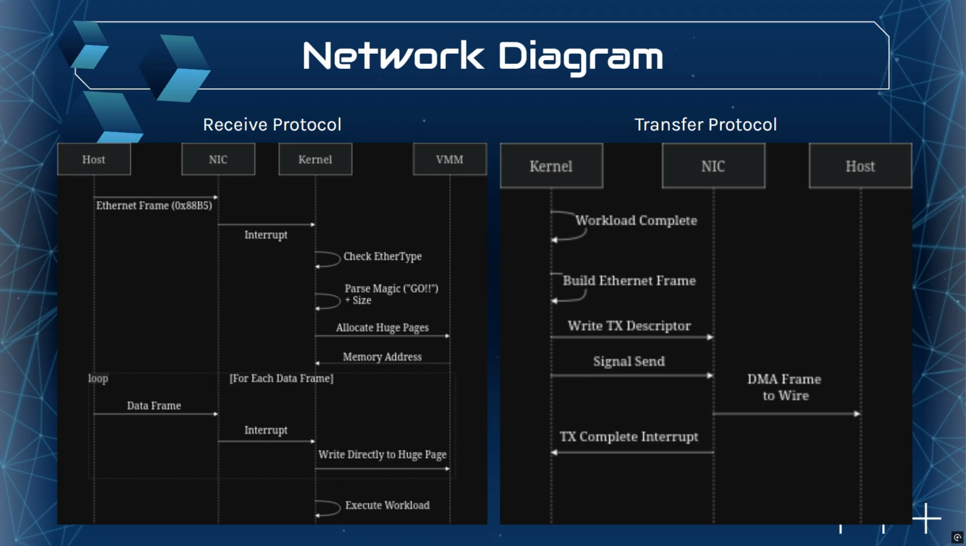On the right is the return path, where the workload completes. The kernel builds an Ethernet frame, writes a transfer descriptor, signals the NIC to DMA it onto the wire, and waits for the transfer complete interrupt confirming delivery. And that's the network layer.